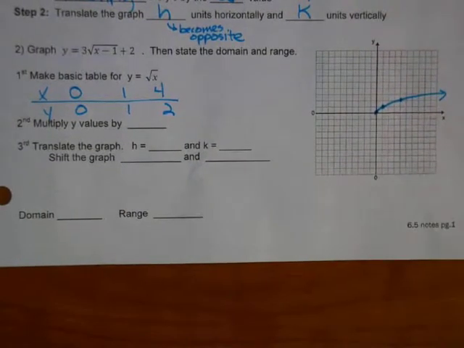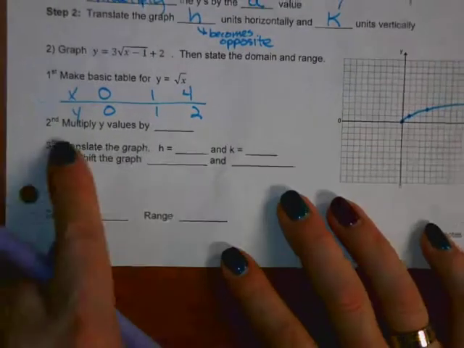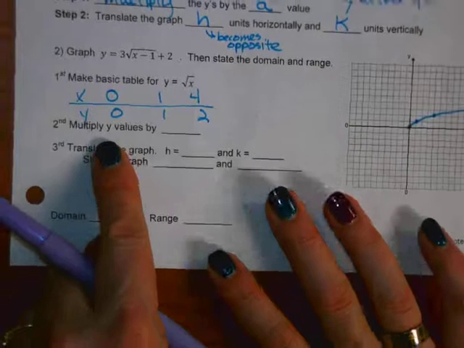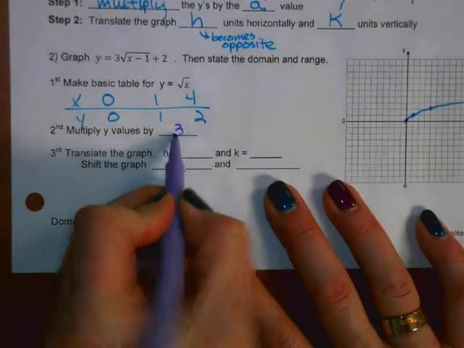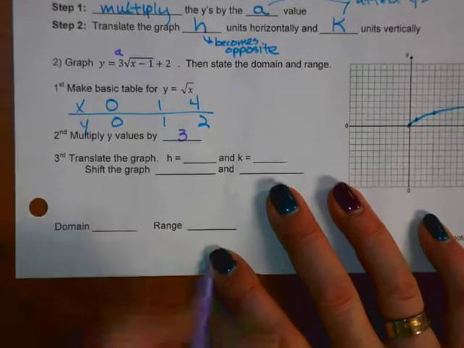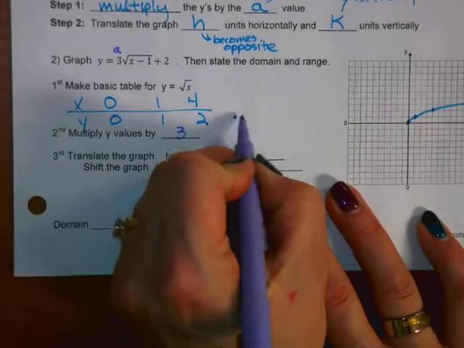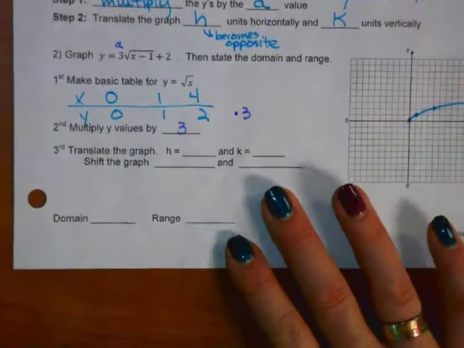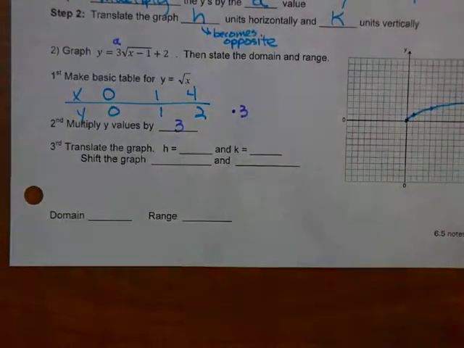Now I'm going to use my different color. The second step says multiply the y values by 3, because 3 was my a. Multiply the y values by 3. So I'm going to put right here a little times 3. Those are my y values. I'm going to multiply them by 3. I'll show you where I'm going with that in a minute.